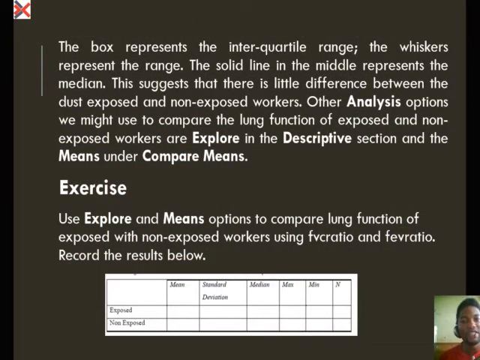Now the box represents the interquartile range, the whiskers represent the range, and the solid line in the middle represents the median. This suggests that there is little difference between the dust exposed and non-exposed workers. Other analysis options we might use to compare the lung function of exposed and non-exposed workers are: under Explore, in the Descriptive Statistics section, and the Means under Compare Means.